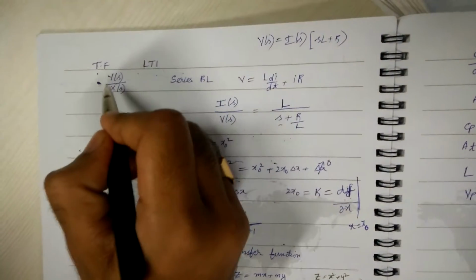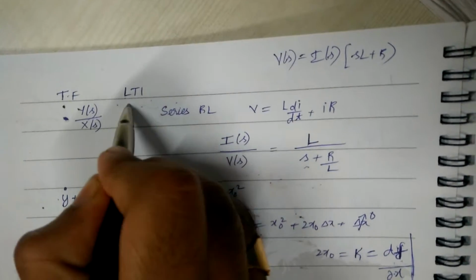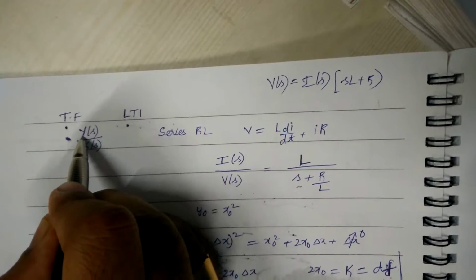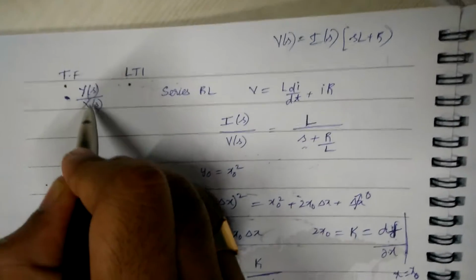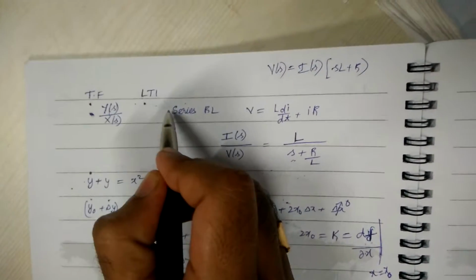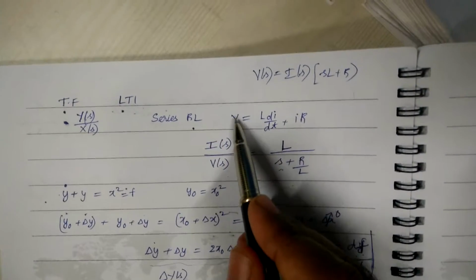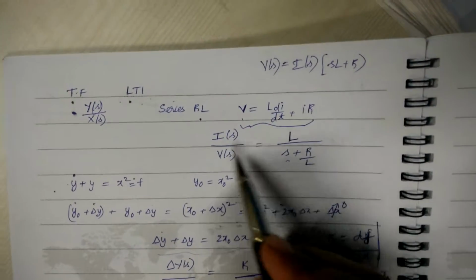Now we are moving into, for dynamical systems, the transfer function, which is defined for linear time invariant systems. It is the ratio of the Laplace transform of output to the Laplace transform of input with zero initial conditions. Consider a series RL circuit. We have seen the differential equation governing this system is this.